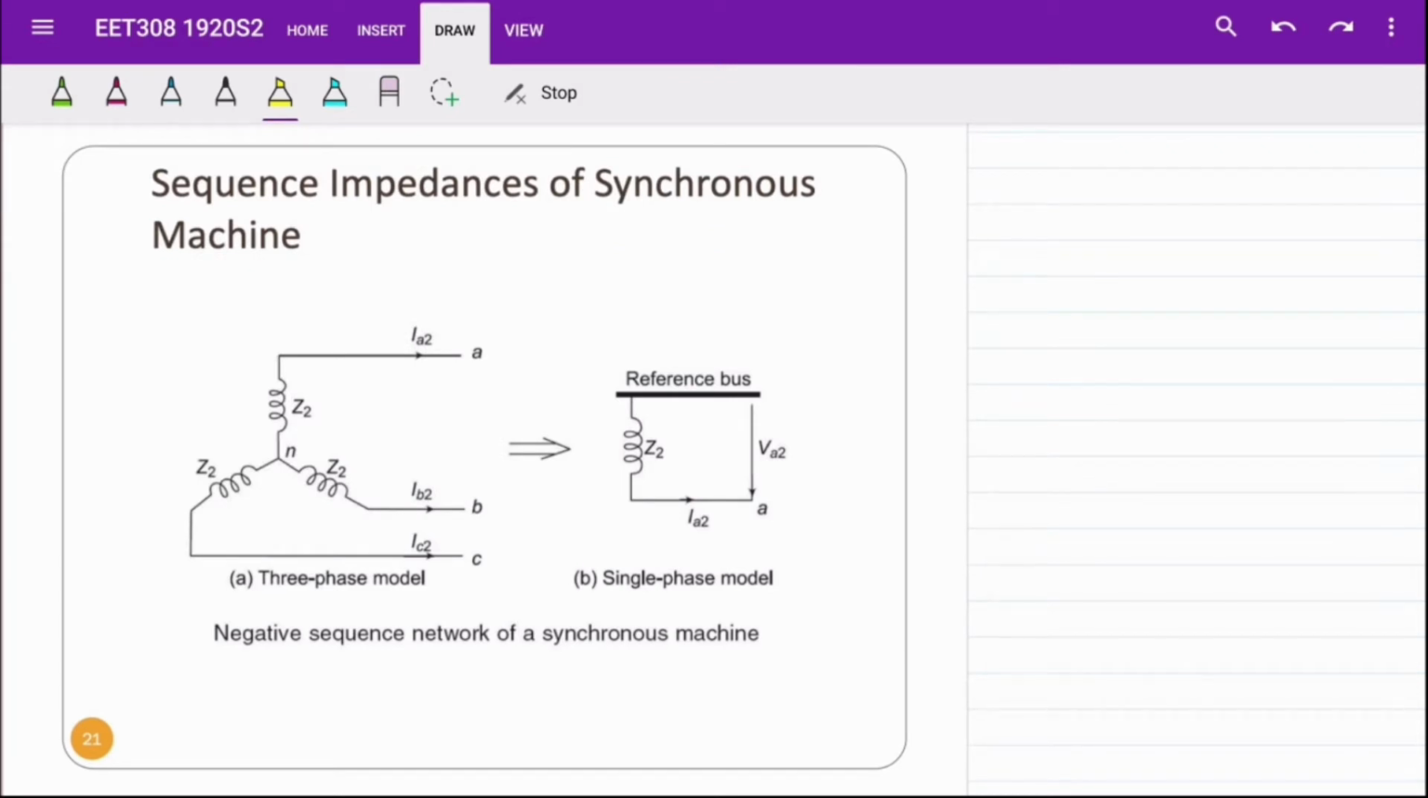Now we proceed to the negative sequence network of the synchronous machine. To draw the diagram of the negative sequence, we need to convert the three-phase model into the single-phase model, the same method as the positive sequence network. In contrast to the positive sequence, there is no internal voltage in the network. The negative sequence only has negative sequence impedance Z2 connected to the reference bus, as we can see in figure B.